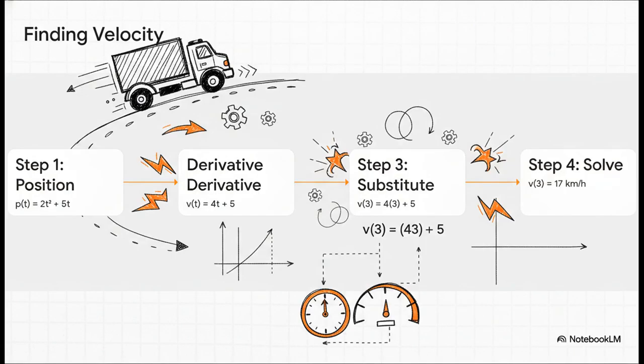We follow this exact procedure. Step 1 is our given, the position function. Now, step 2, this is where the magic of calculus happens. To get the velocity function v of t, we apply a fundamental rule of differentiation called the power rule.